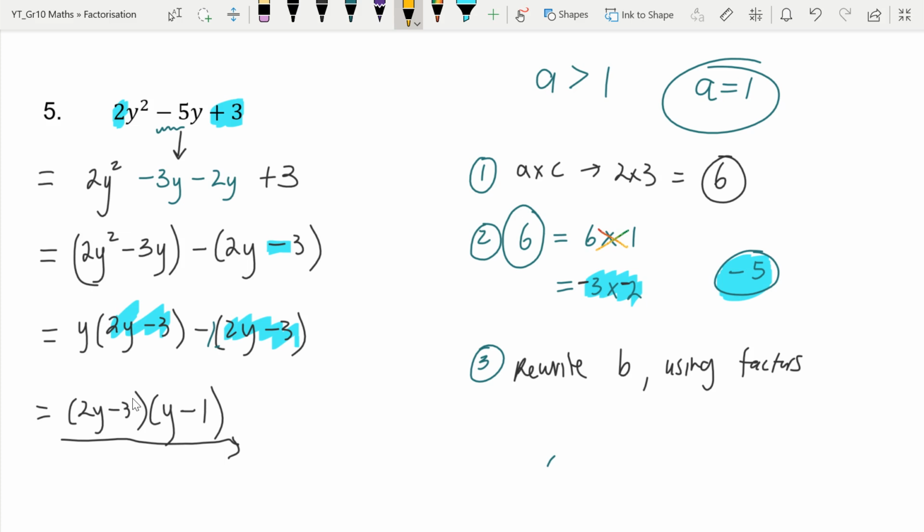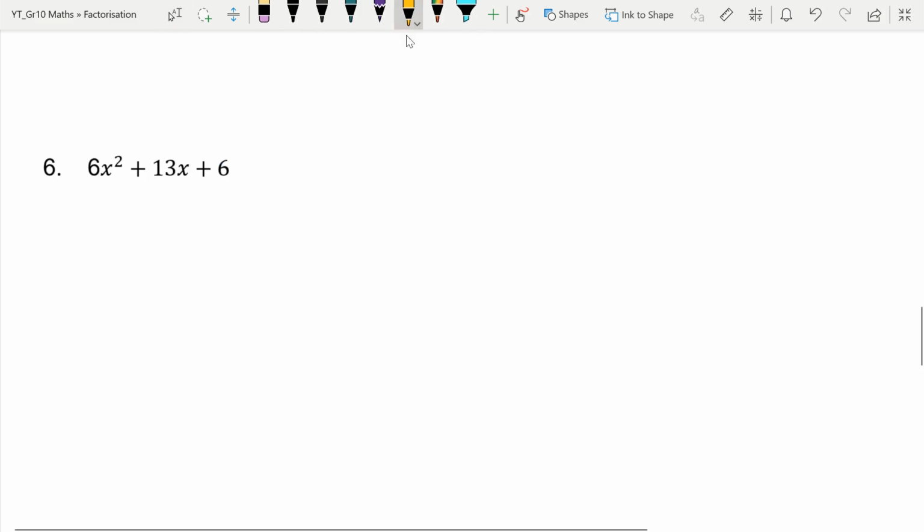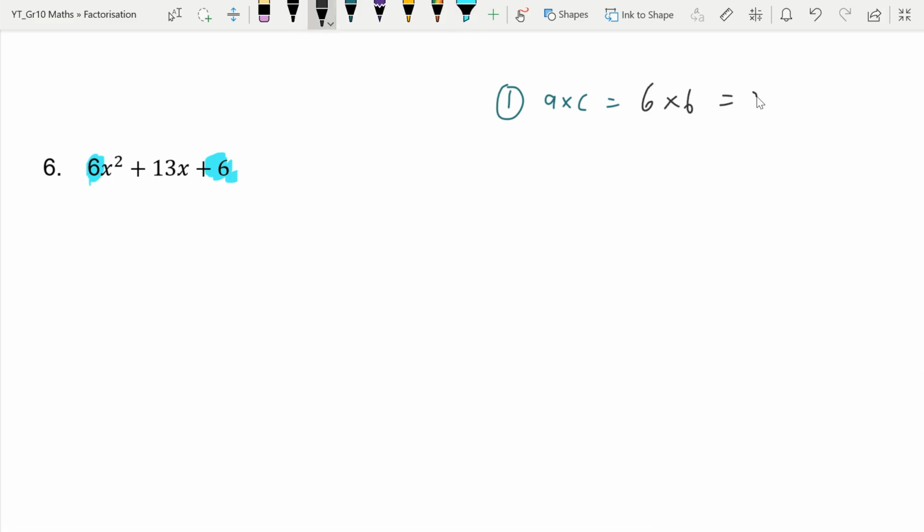Let's do another example and practice this. All right, the first thing that we're going to do is multiply a times c. In this case, it will be 6 times 6, which is 36. 6 times 6 is equal to 36.